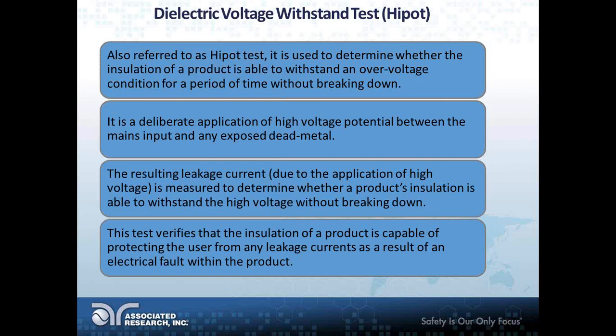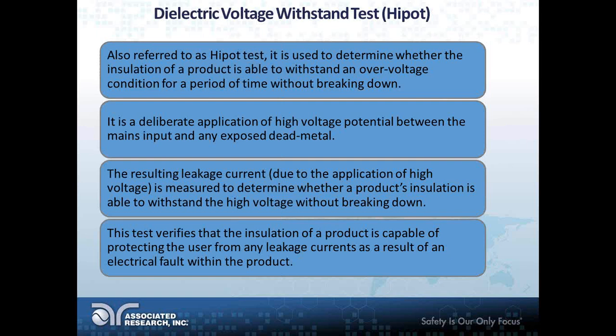Next, one of the most common and most famous electrical safety tests is the dielectric voltage withstand test, also very commonly known as the Hipot, short for high potential. This test is used to determine whether the insulation of a product is able to withstand an overvoltage condition for a period of time without breaking down. It is basically a deliberate application of high voltage potential between the mains input of a product and any exposed dead metal, meaning that a high voltage is applied by shorting line and neutral for a three-prong product, a Class 1 product.